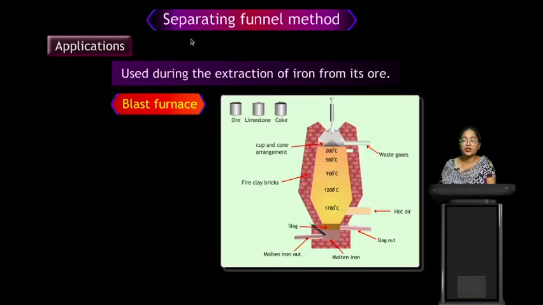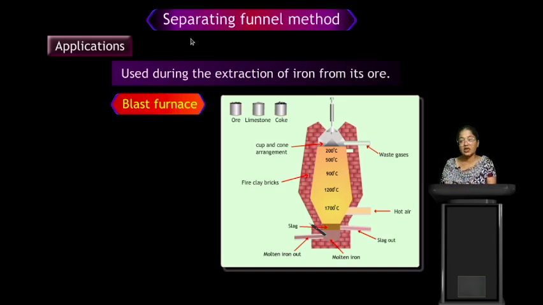So it is used during the extraction of iron from its ore. Have you seen iron? It is not found the way we see it. Iron ore is the initial stage of the iron. It has a lot of impurities, and then these impurities are separated out, thrown out, and then you get the pure iron. So what method is used? The separating funnel method is used to extract the iron from its iron ore. The machine which is used to separate iron from the ore is called a blast furnace.